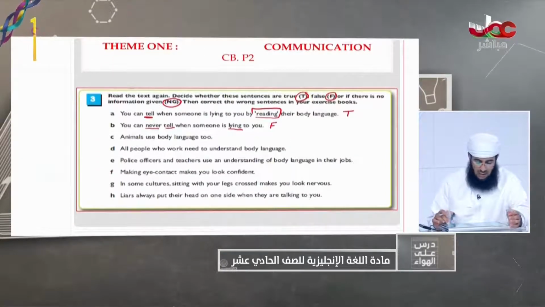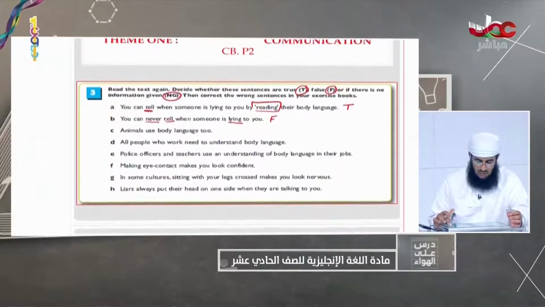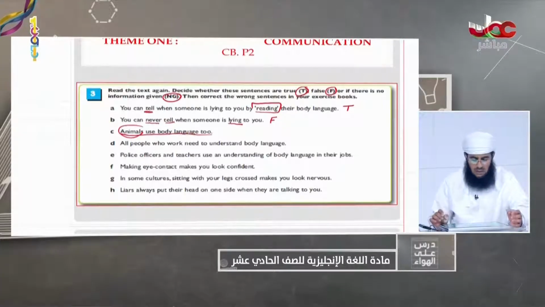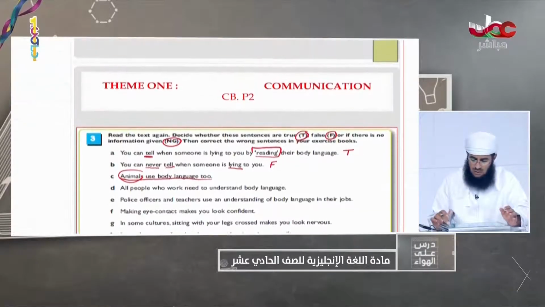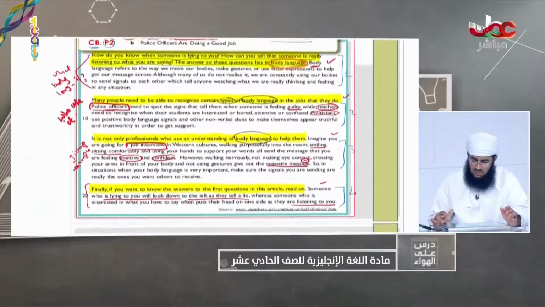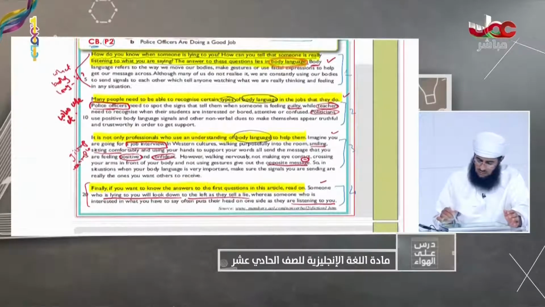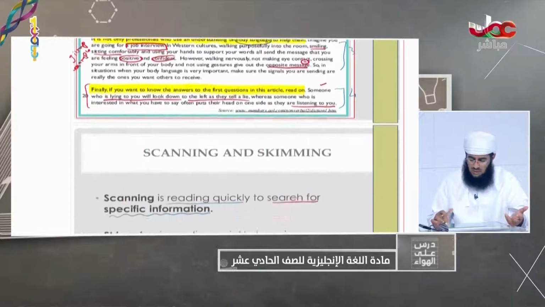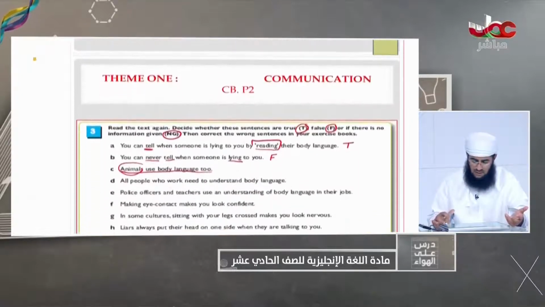And then the third one: animals use body language too. What about animals? Did anyone mention animals in the text? Of course, the answer is no, because here we have examples of teachers, politicians, police officers, but what about animals? No one mentioned animals. So the answer is not given.